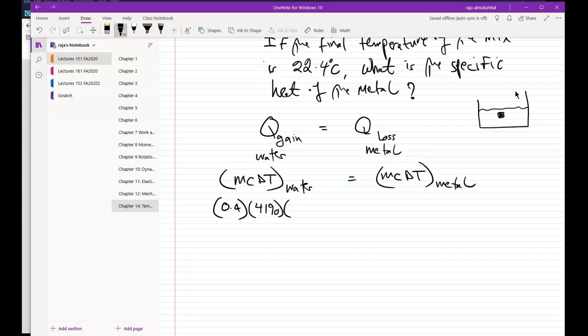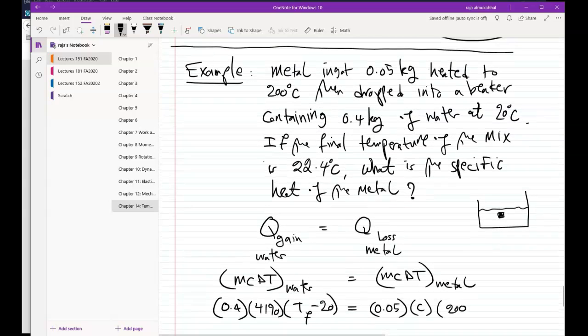Now the delta T. Well, how do we do the delta T? The water gained heat, therefore the final is greater than the initial, so that's like that. I know he gives us a final, but I want to write it like this just to make sure that you understand what I'm doing. Equals, now the mass of the metal is 0.05 times the specific heat of the metal. This is what we're looking for. And delta T, it lost, so that means it started with 200 degrees Celsius.